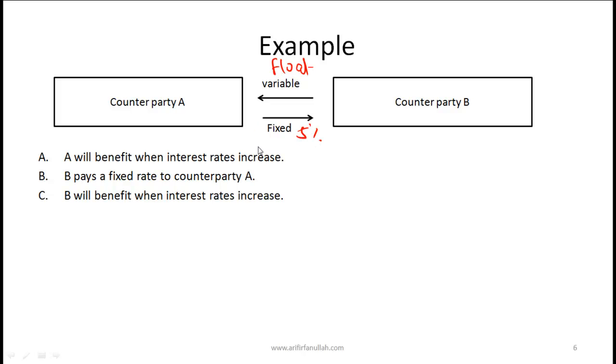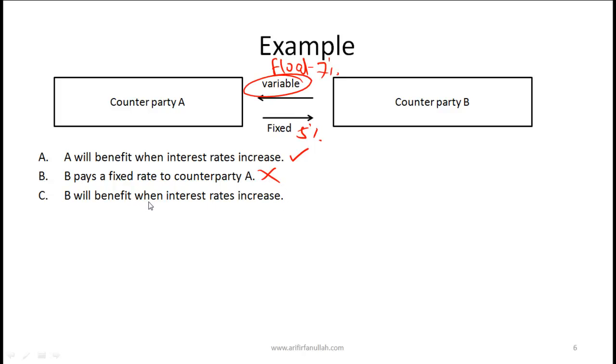If interest rates go up, party A is still paying 5%, but party B will now have to pay a higher percent. So if interest rates originally were 5%, but now they have gone up to 7%, clearly the net payment to party A is going to be more. So this is correct. B pays a fixed rate to counterparty A. This we can see is clearly wrong because this arrow is showing a variable rate. So this is not correct.